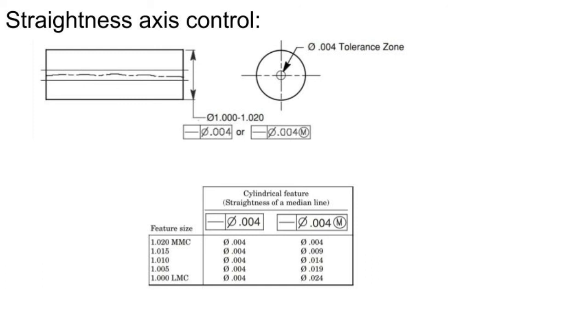For straightness applied with the MMC modifier, bonus tolerance is available. Let's assume the cylinder outside diameter size is 1 inch. Here the bonus tolerance is 1.02 inch minus 1 inch, that is 0.020 inch, and the 0.004 inch tolerance applies at MMC condition. So the total straightness tolerance is 0.024 inch. For the part produced at 1 inch outside diameter, the axis must lie within a cylindrical tolerance zone of 0.024 inch diameter.